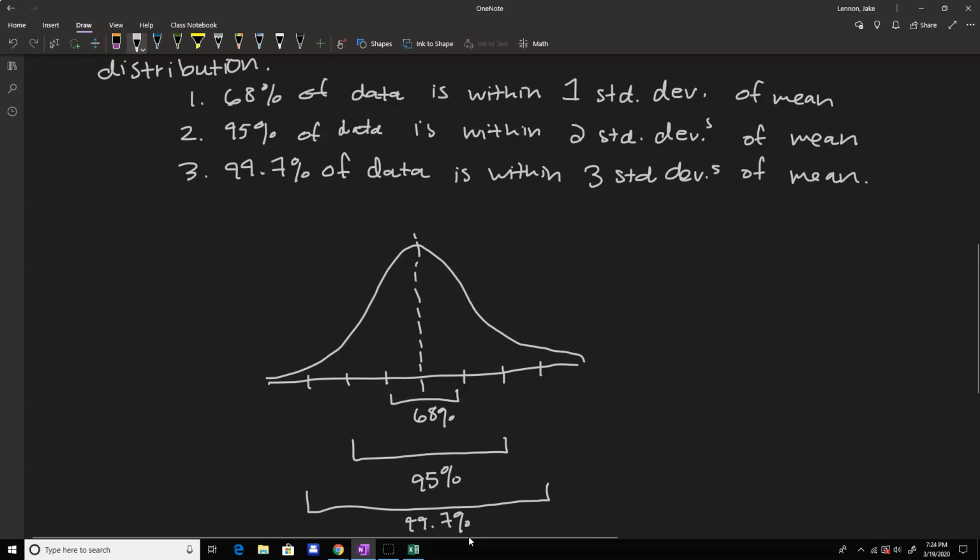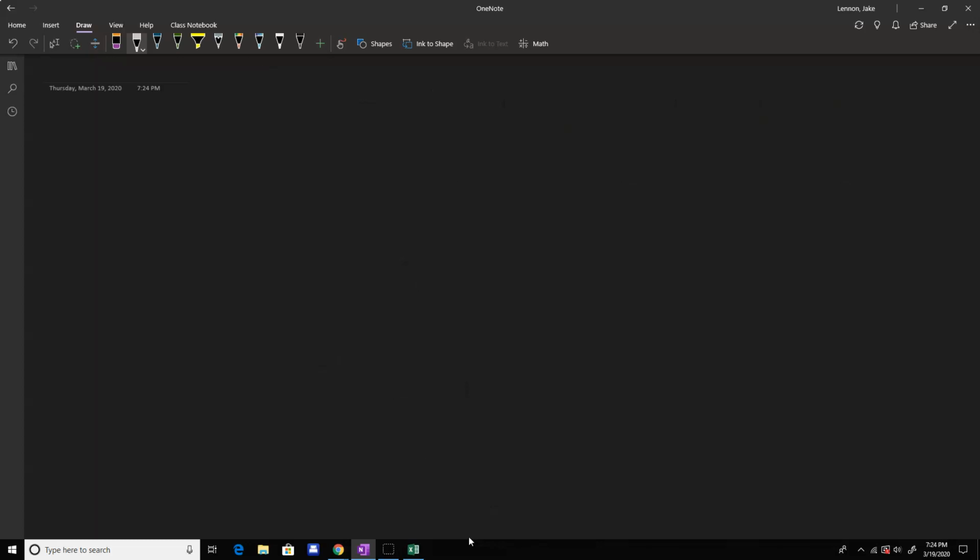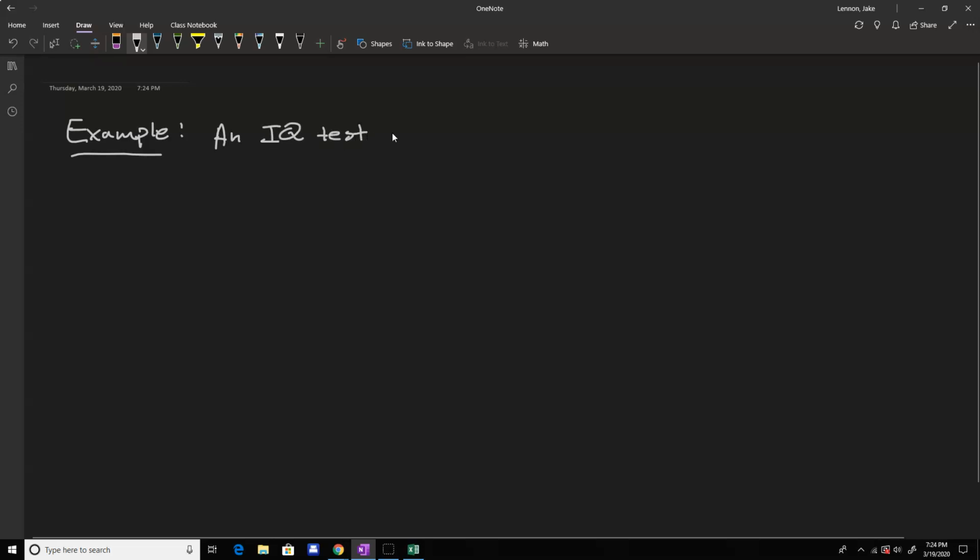So let's go ahead and look at our first example. So one of the places where IQs often pop up is IQ tests, or at least scores on IQ tests. So an IQ test has a mean of 100 and a standard deviation of 15. I think these are typically the parameters on the Stanford Binet IQ test.